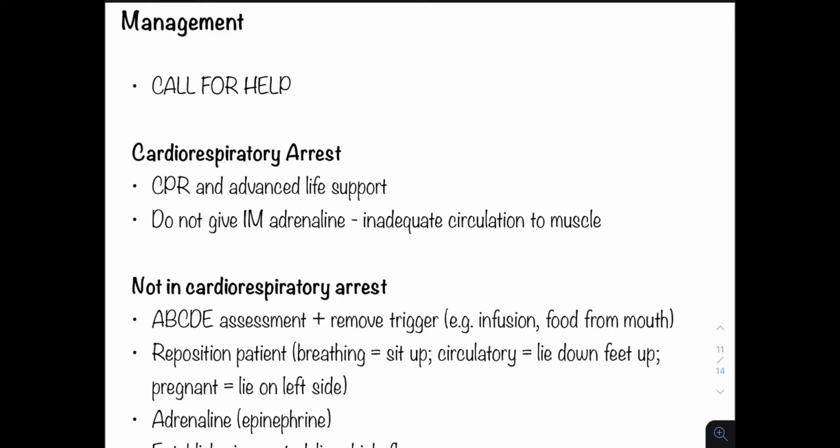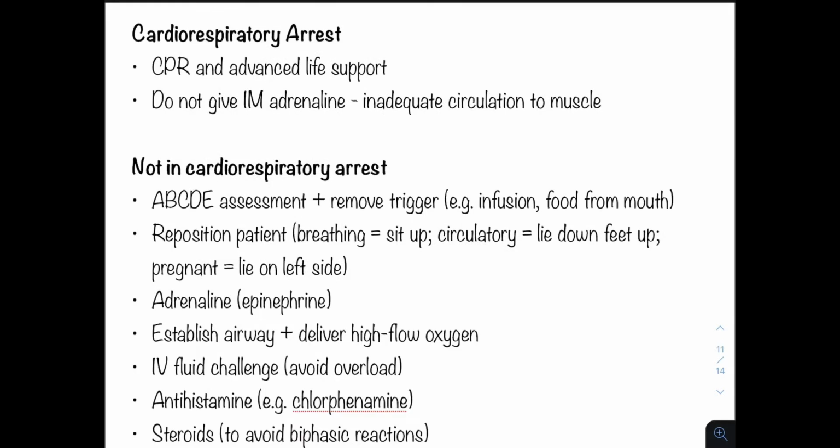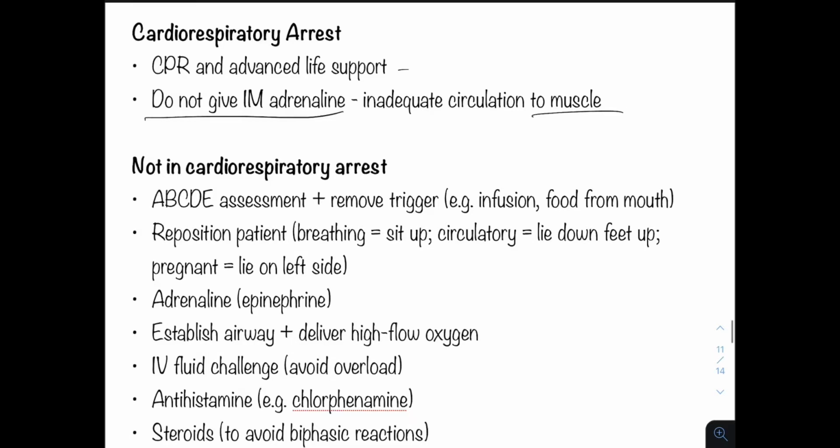Always call for help. Now, if the patient is in cardiorespiratory arrest, initiate CPR. You should not give intramuscular adrenaline, because there is inadequate circulation to the muscle, so it will be of no use. You should always follow the guidelines of CPR. In fact, adrenaline might be given in cardiac arrest patients.